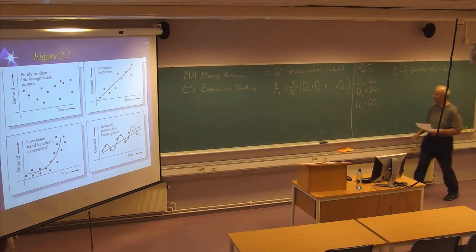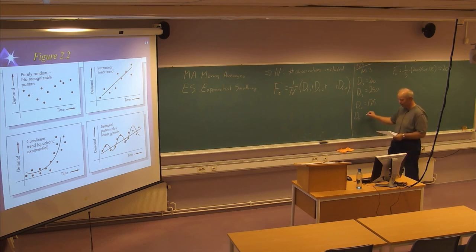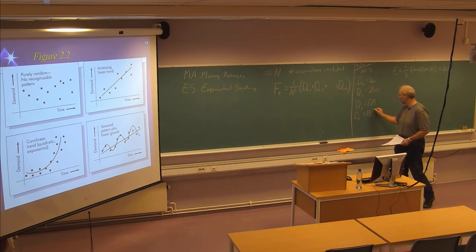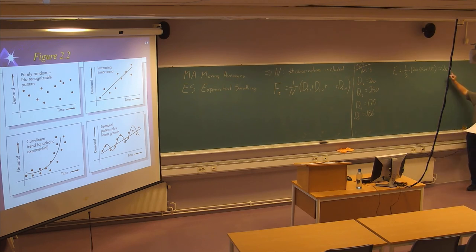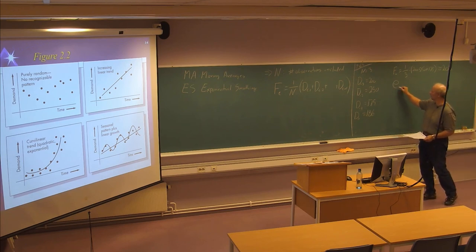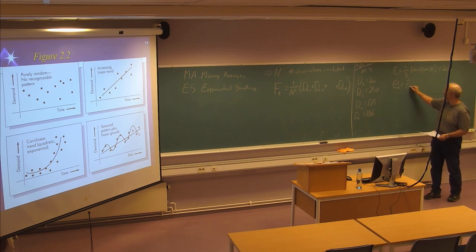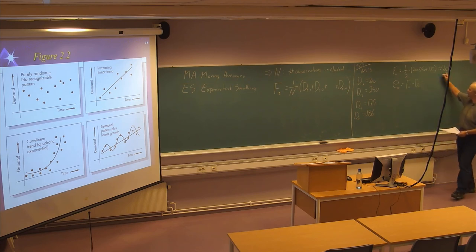And now let's see what happens. We are in D0. We get a new observation, which was 186. This means the forecast was not correct. The forecast was different from what we actually had in demand in this period. That means we can now find the forecast error as the difference between the forecast and the demand, the difference between 208 and 186, which is 22.